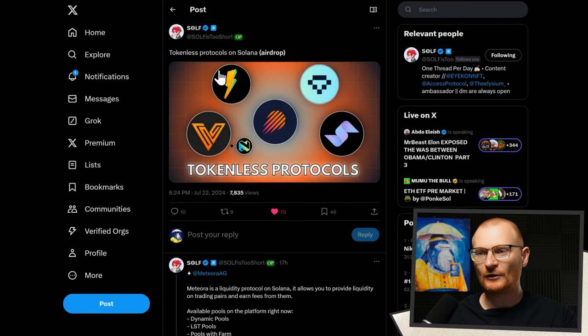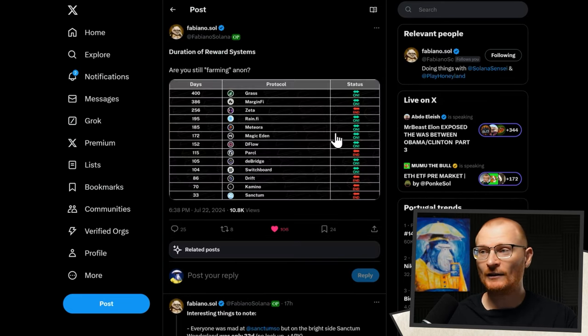Post here from Sloth, Tokenless Protocols on Solana. Check them out if you want to keep on that kind of airdrop narrative, or at least use something that you may like and maybe get rewarded.